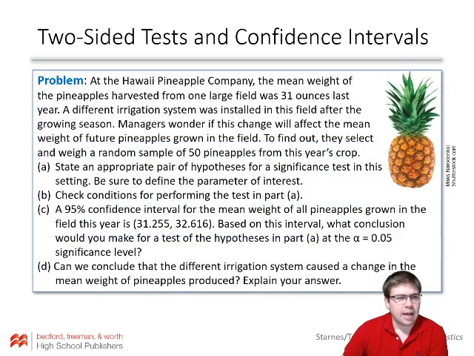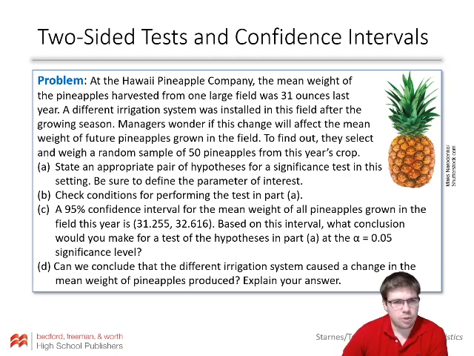Example problem. At the Hawaii Pineapple Company, the mean weight of pineapples harvested from one large field was 31 ounces last year. A different irrigation system was installed in this field after the growing season. Managers wonder if this change will affect the mean weight of future pineapples grown in the field. To find out, they select and weigh a random sample of 50 pineapples from this year's crop. State an appropriate pair of hypotheses for a significance test in this setting. Be sure to define the parameter of interest, and we'll do some other questions after that.